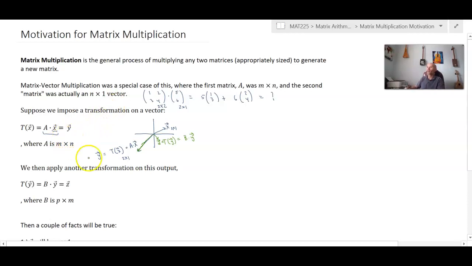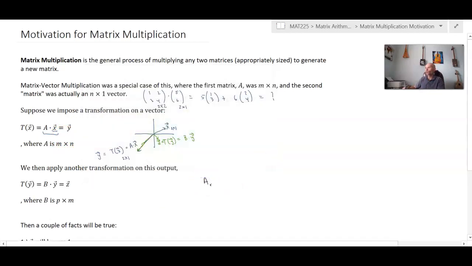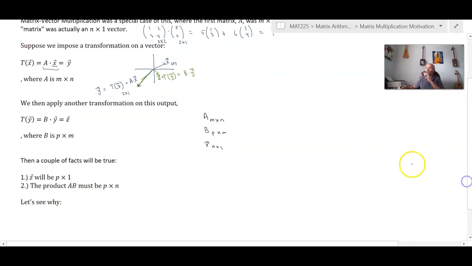Okay, so we have a number of dimensions here that I'll write off to the side. We have A, which we're writing as an m by n. We have B, which is P by M, and we have x, which is n by 1. Now you can see that we have really 3 different dimensions going on here. We have M, N, and P. And let's see how this all pans out. There are a couple of facts that are true. First of all, z will be a P by 1 vector, and the product between A and B, should we choose to conduct that, will be P by N.